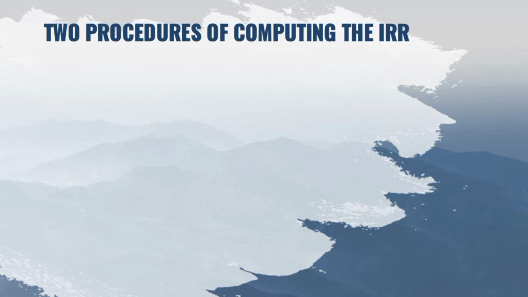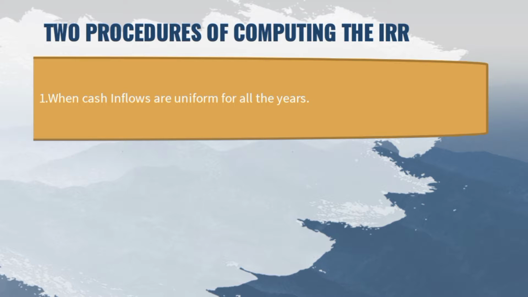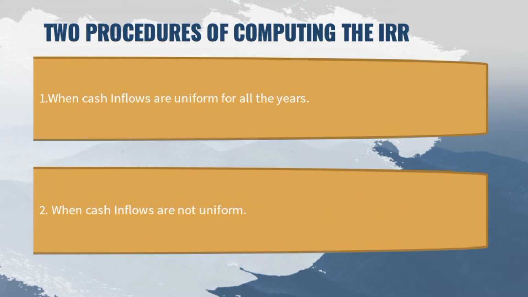Actually, we have also here 2 procedures of computing IRR. The first one is when the cash inflows are uniform for all the years. For example, 10,000 cash inflows for the first year, and then again 10,000 for the second year, third year, fourth year, and so on and so forth. And for number 2, when the cash inflows are not uniform, which means, kunwari sa first year we have 10,000 cash inflows, next year, we have 20,000, 30,000, 40,000, and so on and so forth. And in this case, we will follow trial and error procedure.